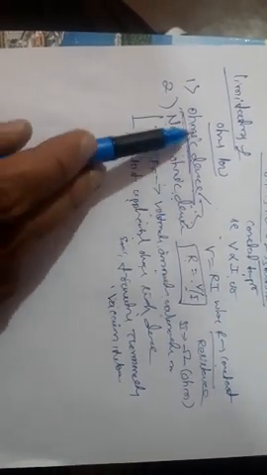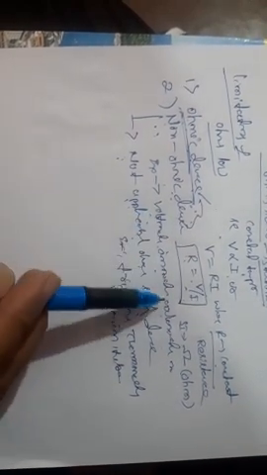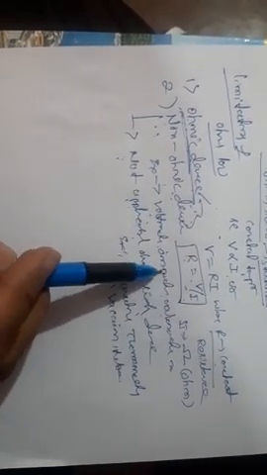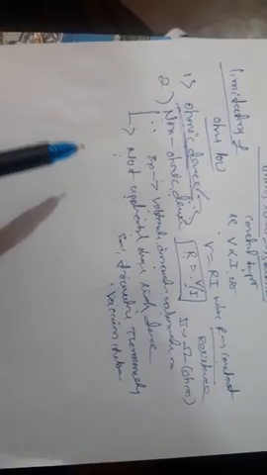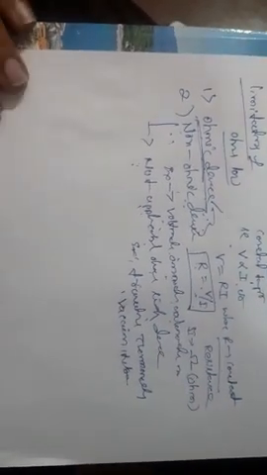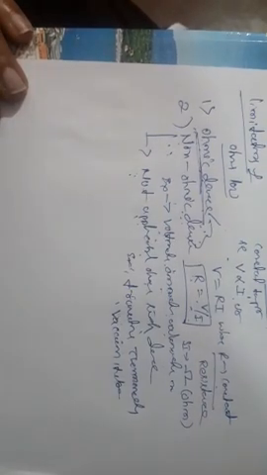And what are the examples of ohmic devices? Voltmeter, galvanometer, ammeter, milliammeter, microammeter. These are the examples of ohmic devices. That is the difference between ohmic and non-ohmic devices.